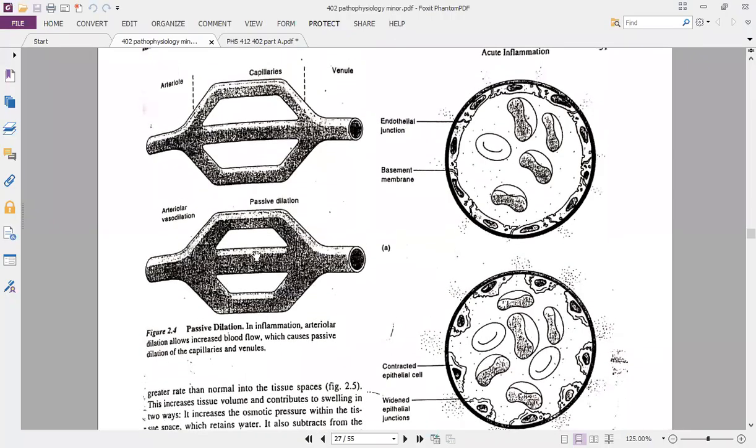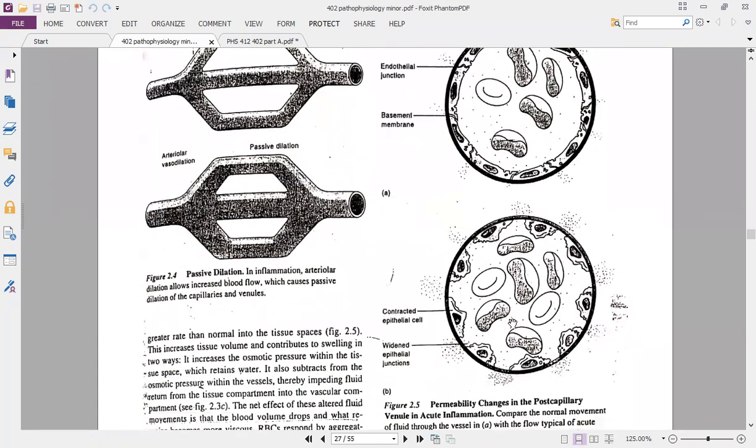Figure 2.4 shows you passive dilation. This is a normal vessel, a normal capillary bed, but because of passive dilation, what happens? The capillary dilates and the venule dilates as well. This is because arteriolar dilation occurs. If the arteriole is not dilated, neither the capillary nor the venule dilates. But when the arteriolar dilation occurs, the capillaries dilate, and the venule dilates as well.